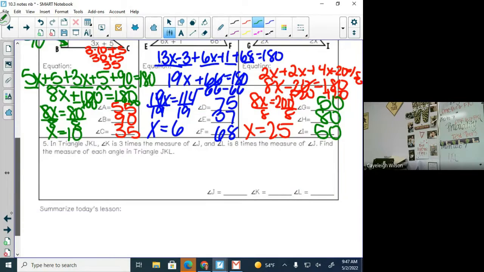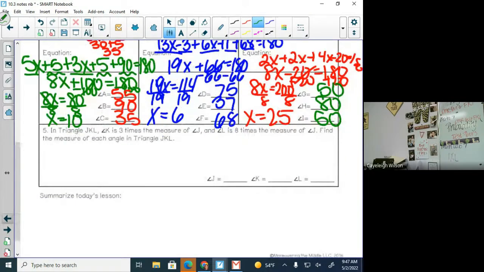Alright, and then moving on to number 5, what do I always tell you all? If they don't give a picture, draw it. So triangle JKL. So here's my triangle, JKL. Angle K is 3 times the measure of angle J. Angle L is 8 times the measure of angle J. Find the measure of each angle in triangle JKL. Well, what is J? We don't know J. They're asking us to find all three of them, so I'm going to call J x.